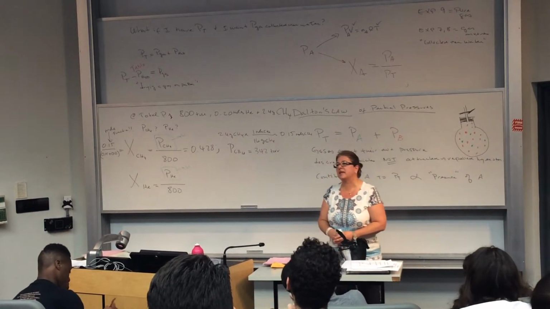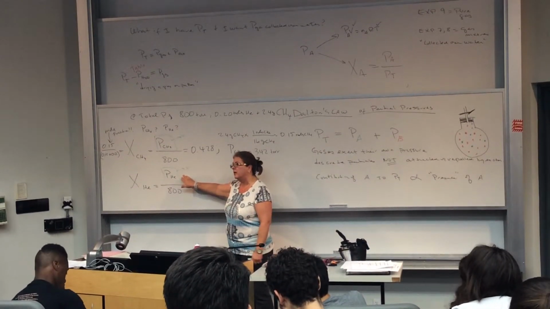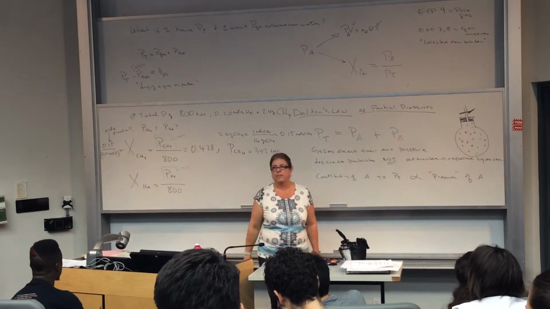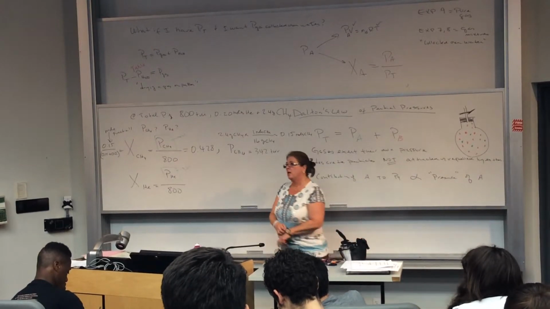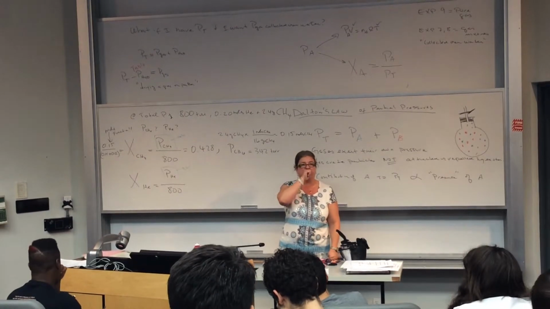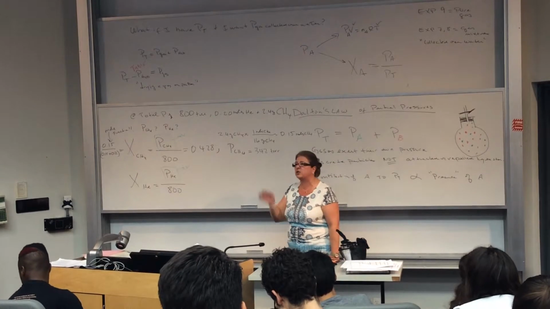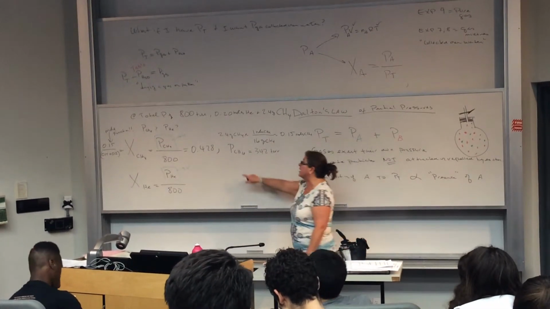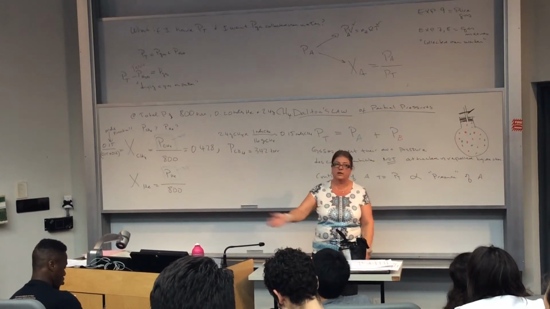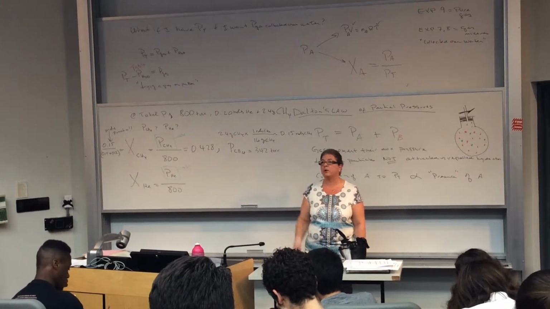A while back, I mentioned a second way of doing this problem. If I wanted the partial pressure of helium, what would you do? I would just subtract from 800, because in a multi-component mixture, the total pressure is equal to the addition of the individual pressures. If you already know this one is 342, 800 minus 342 is 458. Keep that number in mind.